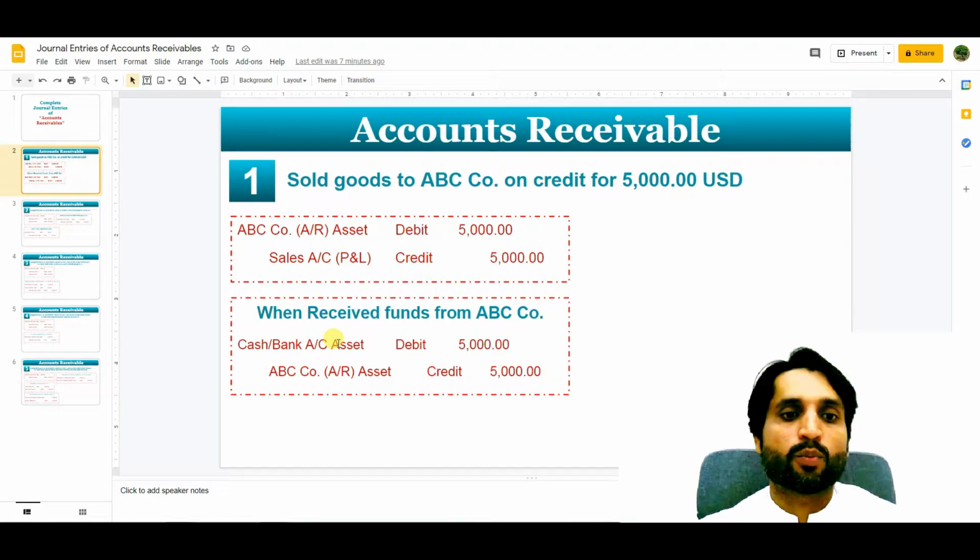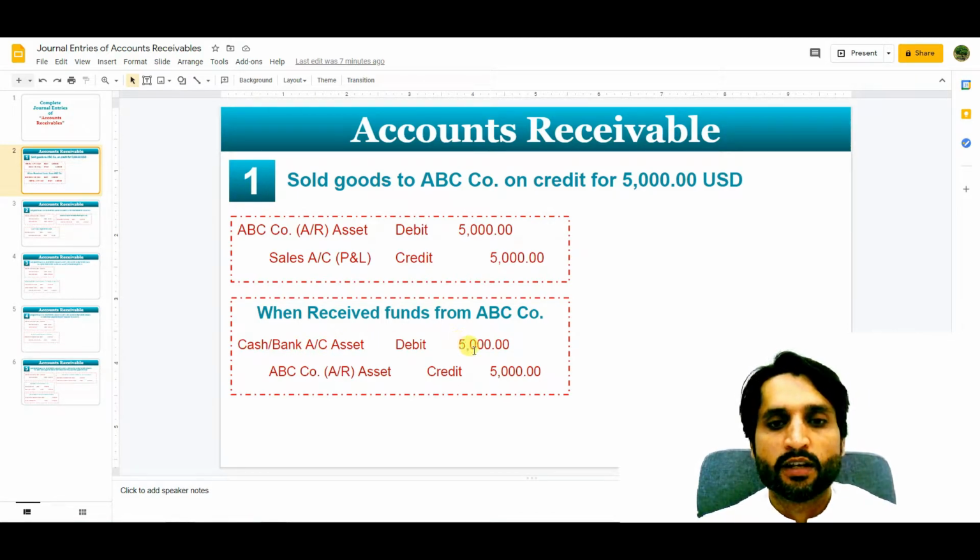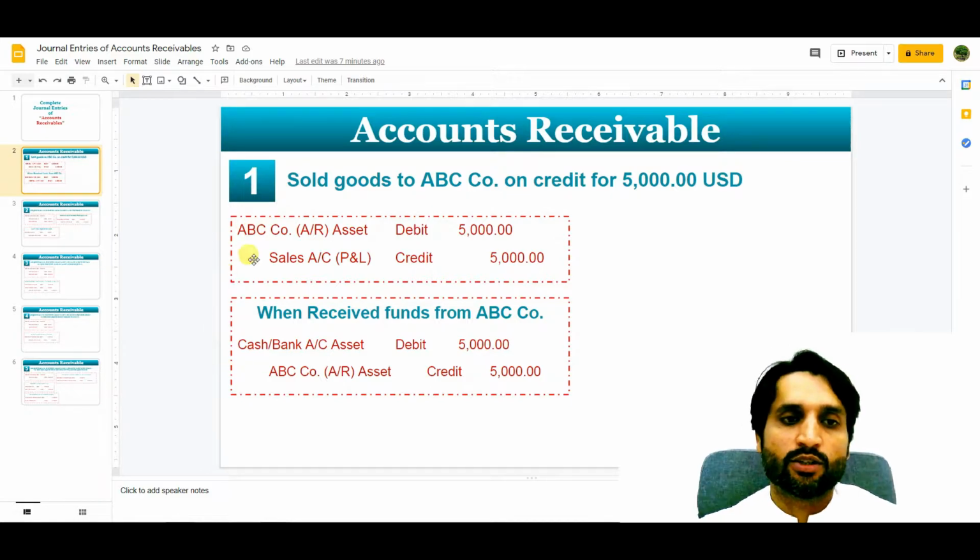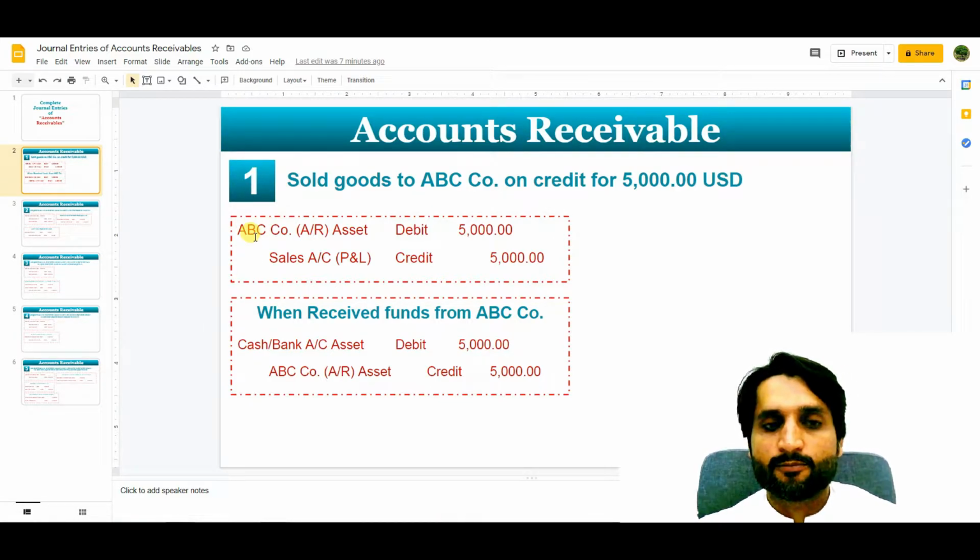If the customer is going to pay us, when we are receiving funds from our customer, what entry do we need to pass now? If we receive cash, cash will be debit. If they transfer to our bank account, bank account will be debit with the same amount, $5,000, and ABC company account receivable credit with 5,000. Here you can see we made a debit to our debtor account receivable, and here we are going to make a credit. So their ledger balance will be zero. When we made a sale, we made them debit, and when they paid us the money, we made them credit.